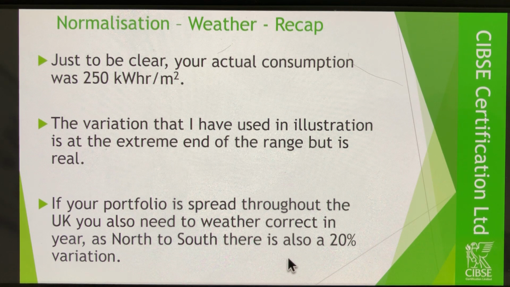If you're using this technique across a number of buildings, if you own buildings across the UK, it's also worth being aware that there is a difference north to south across the UK. And there's a 20% variation north to south. So if you're running identical buildings in the northeast of Scotland and the southwest of England, you could be spending 20% more on your heating fuel in the northeast of Scotland. That would be normal.